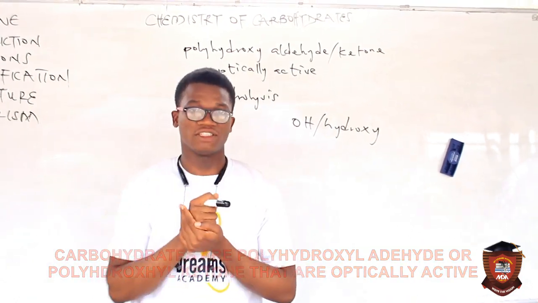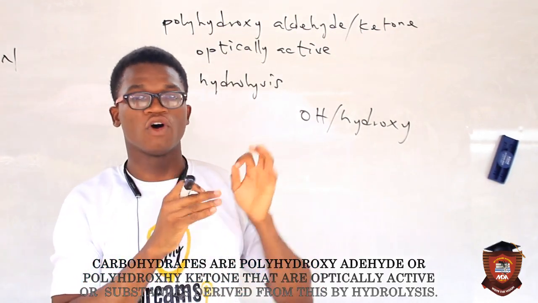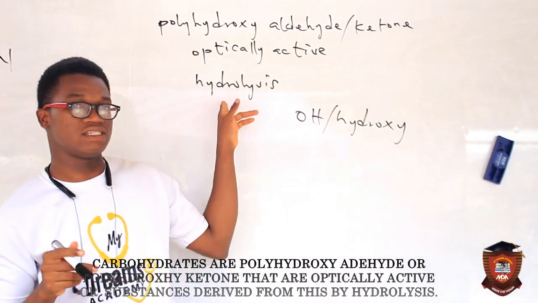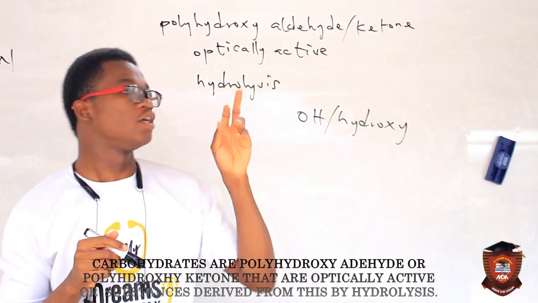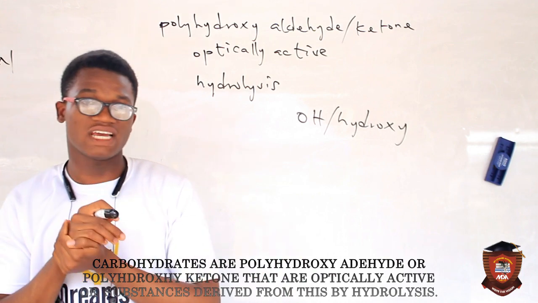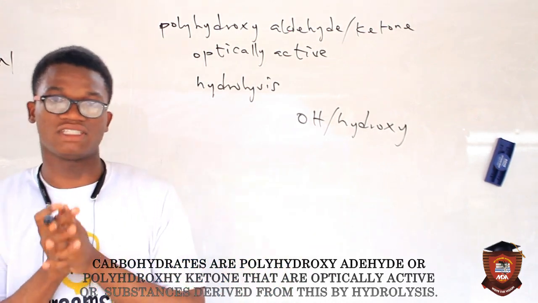Carbohydrate is a polyhydroxyaldehyde or a polyhydroxyketone which is optically active, or a substance that is derived from these by hydrolysis. Hydrolysis means breaking down a compound with a water molecule. So when you break down these compounds by hydrolysis, both the compounds you derive after the breakdown and the compounds that give the breakdown, that is what carbohydrate is all about.